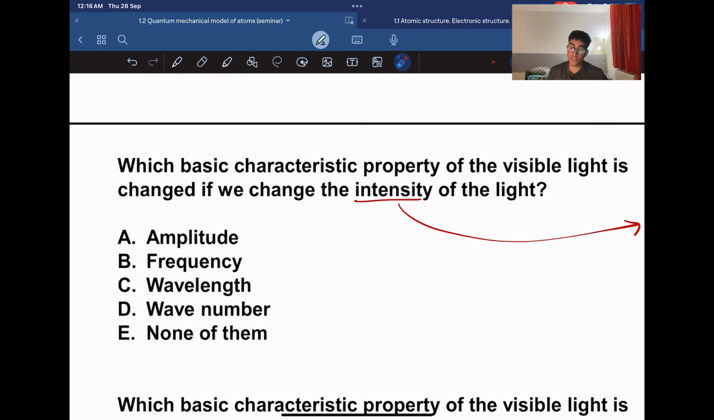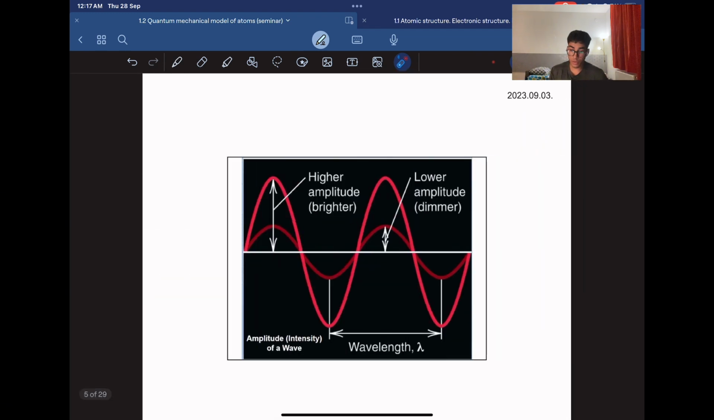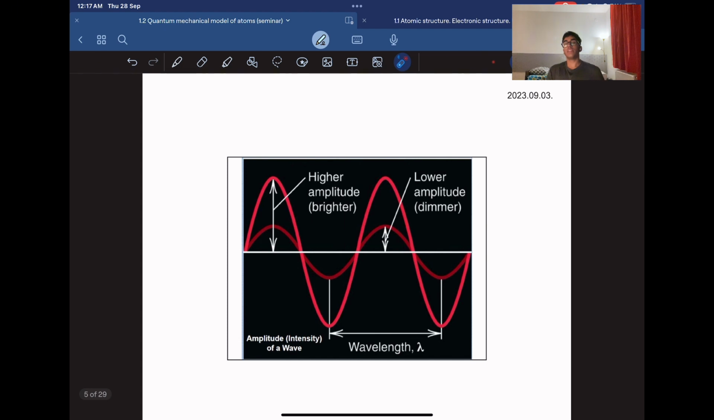Which basic characteristic property of the visible light is changed if we change the intensity of light? Okay, and intensity over here refers to the amplitude.